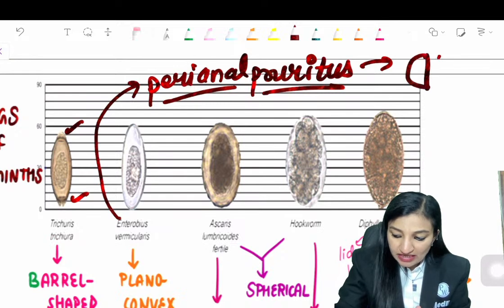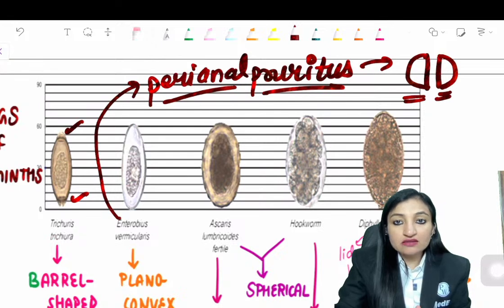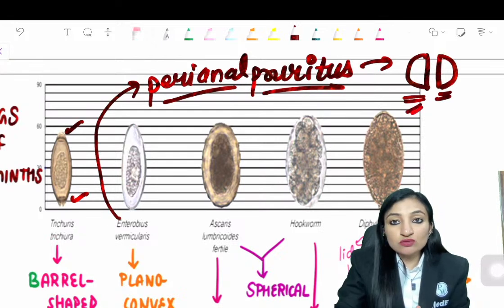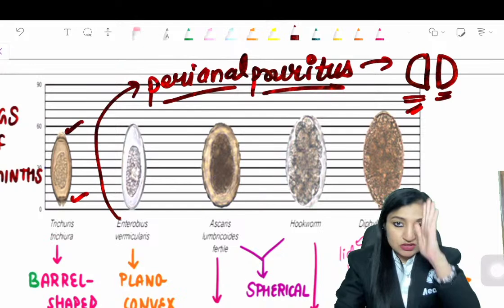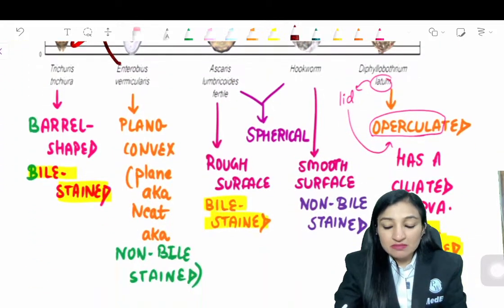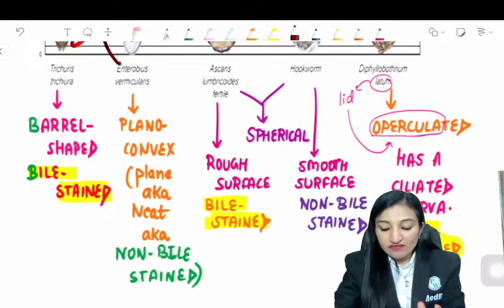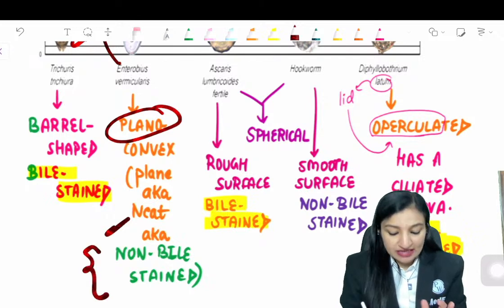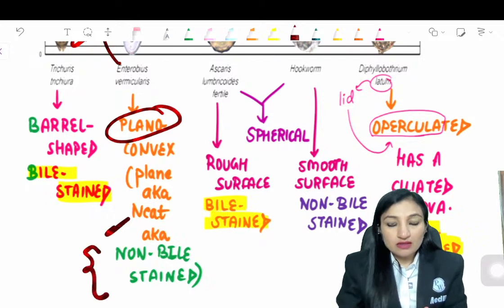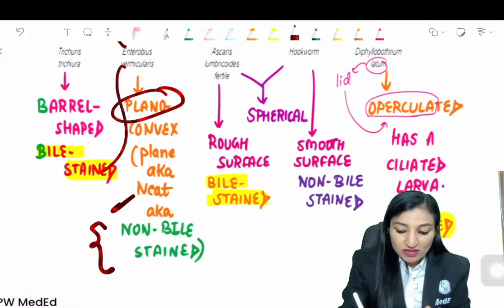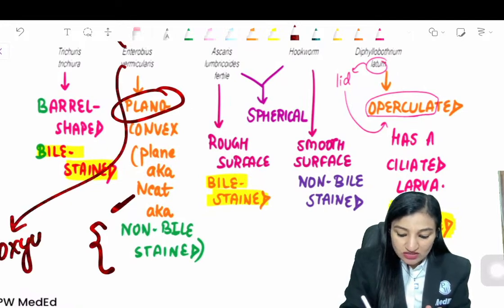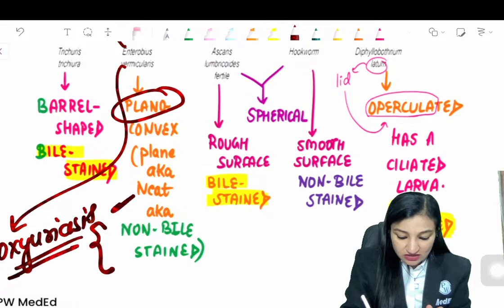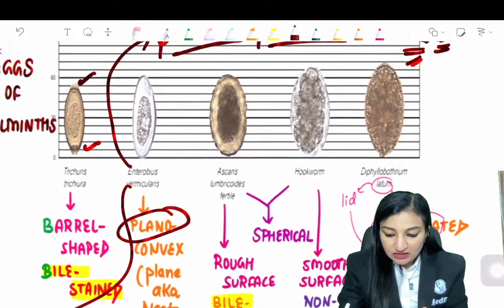Now, imagine both the hips like this. The shape of the egg is similar to the shape of one hip. So plano-convex it is. And remember, we are calling the egg plano-convex. Plain, just remember plain, that is, neat and clean. Neat and clean meaning non-bile stained. Remember it like this. And the disease caused by Enterobius vermicularis is also known as what? Oxyuriasis. Oxyuriasis. Is this clear?